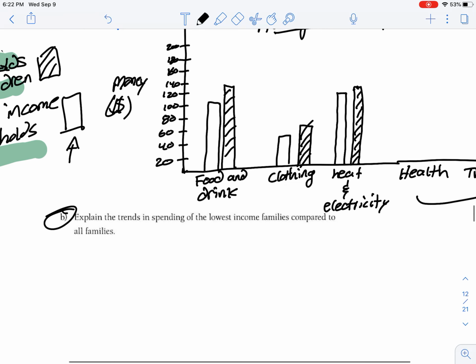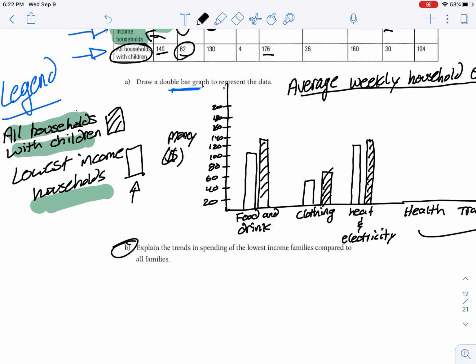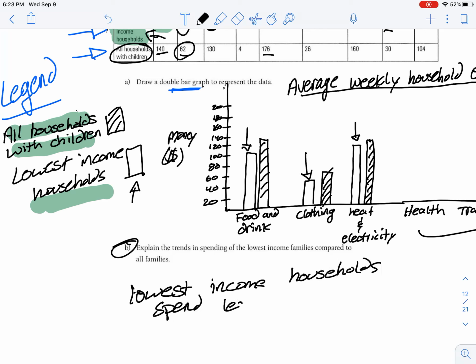And what we can do is do B. Explain the trends in the spending of the lowest income families compared to all families. So what we can see is lower income families spend less money on things. We can always see that lowest income households spend less money than homes with children.